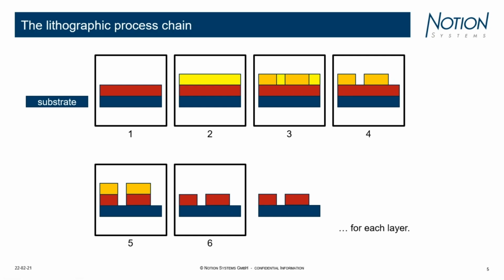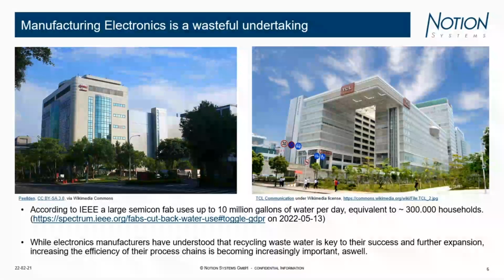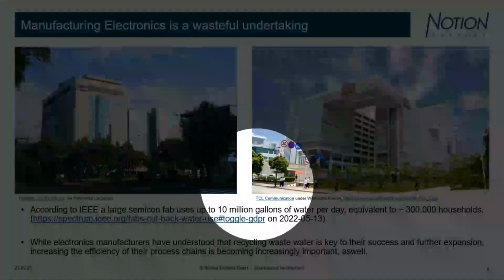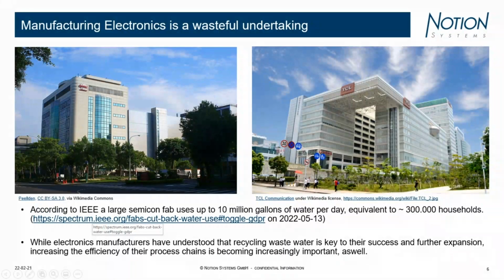And did you know that according to the IPI, a large semicon fab uses up to 10 million gallons of water per day, which is equivalent to 300,000 households. This is a city of the size of Düsseldorf. So while electronics manufacturers, of course, have understood that recycling wastewater is key to their success and further expansion, the introduction of more efficient, more sustainable process steps to create the actual functional layers is becoming increasingly important.